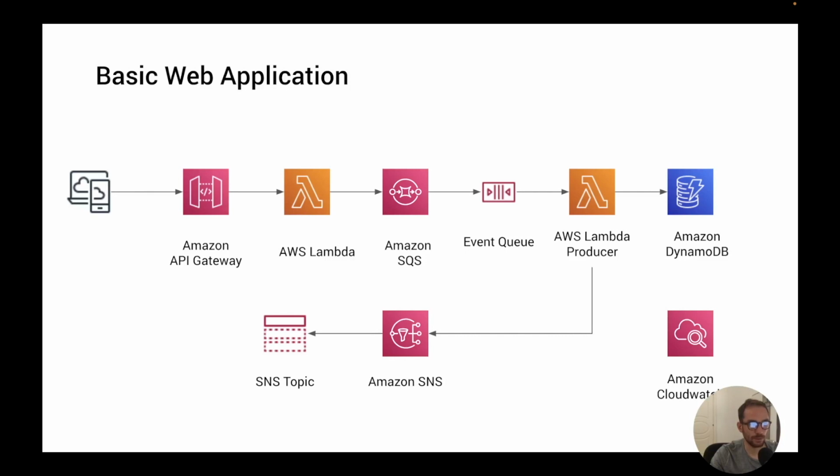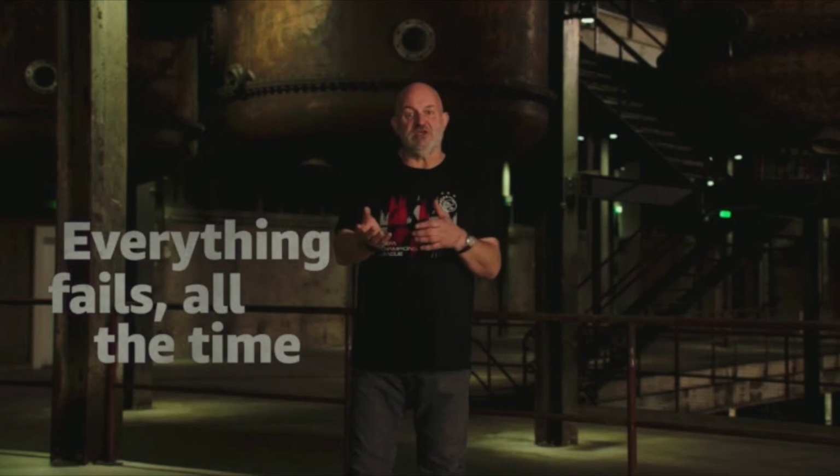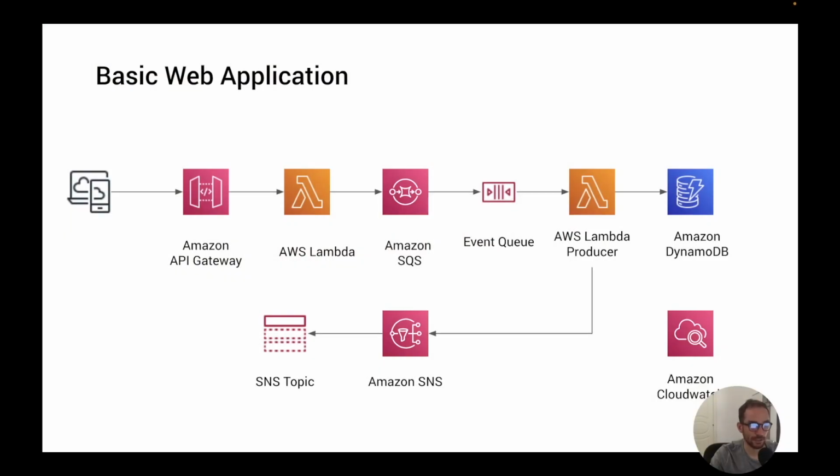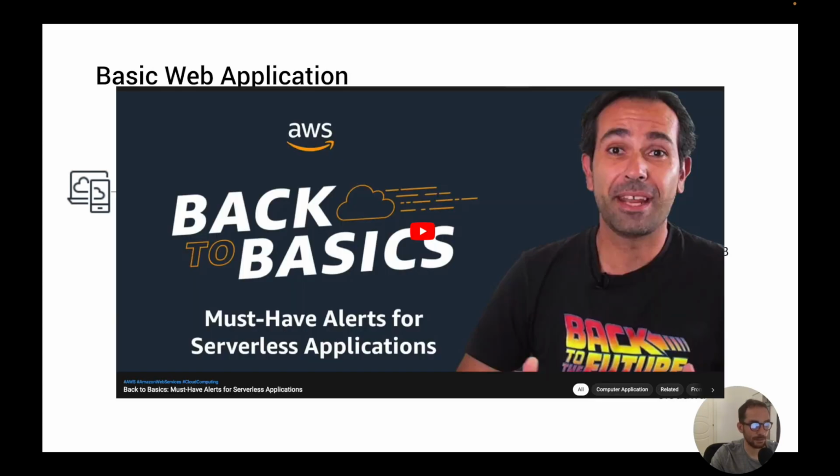In this video I want to cover the must-have alerts for a serverless application. A famous quote from Werner Vogels, I hope it's pronounced like this, the AWS CTO, is "Everything fails all the time." So you understand quickly that we need to be ready for this and design and monitor our application to be resilient. I got inspiration from a video published by AWS.